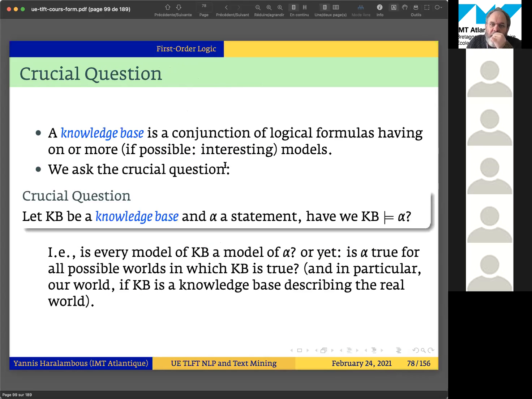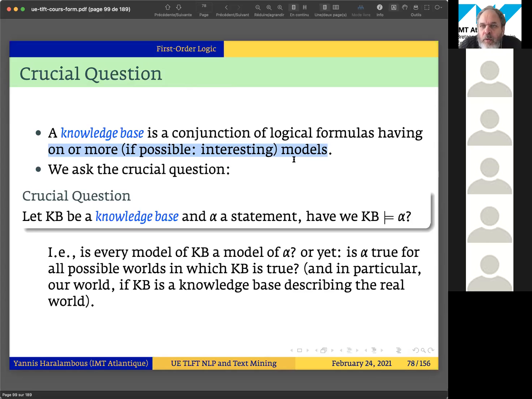A knowledge base is a conjunction of formulas. A knowledge base can have models or not. Okay. So whenever we have an interpretation that is a model for a knowledge base, then this knowledge base becomes interesting because it tells the truth about this particular interpretation.